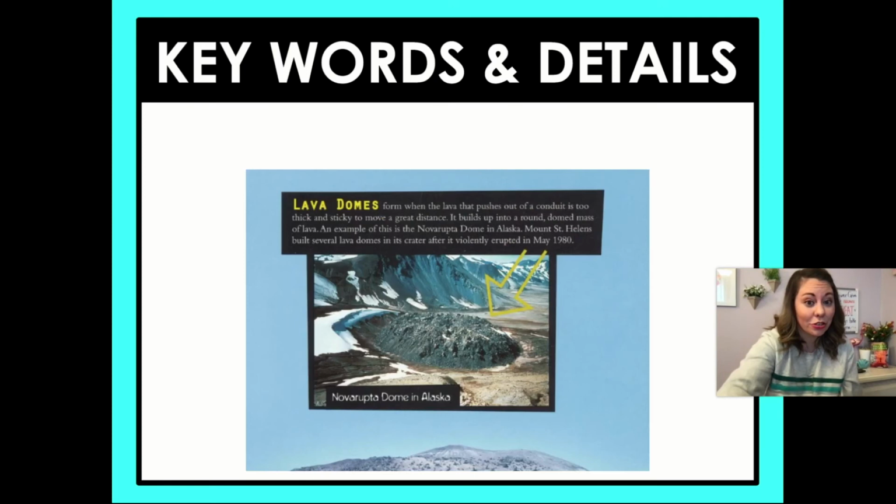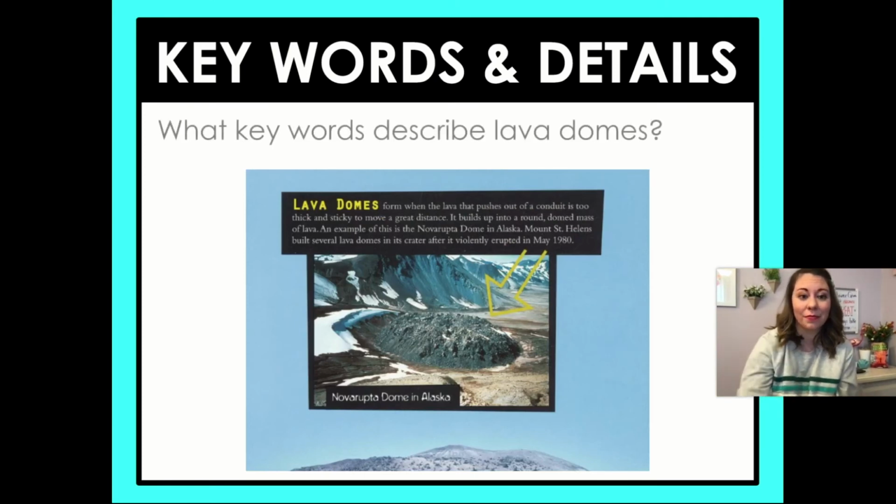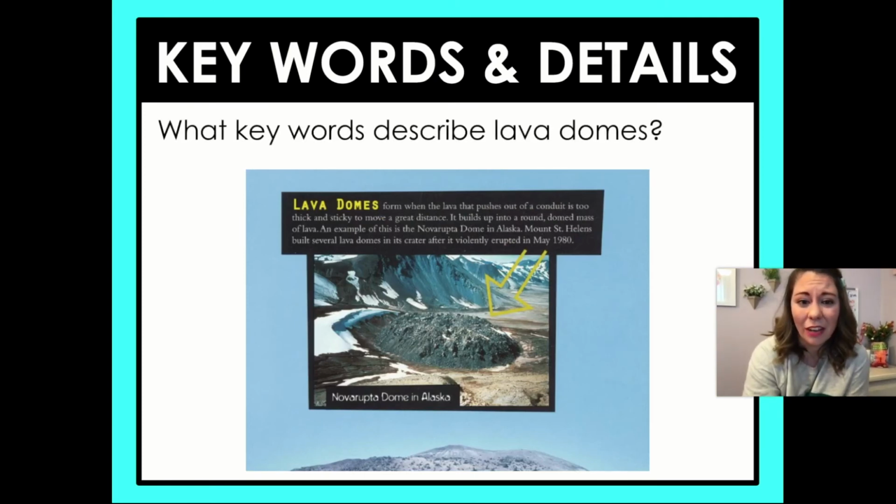All right, we're going to try it again with lava domes. So let's think. Lava domes form when lava pushes out of a conduit. That lava is too thick and sticky to move a great distance. It builds up into a round, domed mass of lava. An example of this is the Novarupta Dome in Alaska. Mount St. Helens built several lava domes in its crater after it violently erupted in May of 1980.